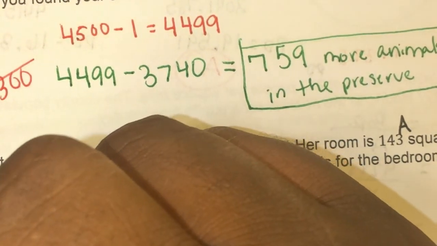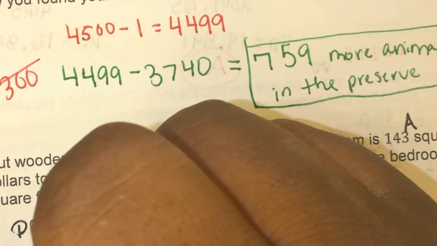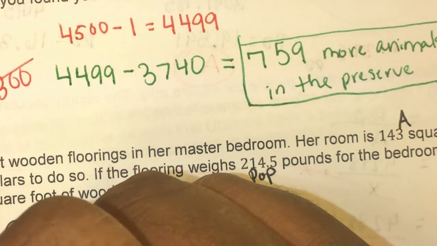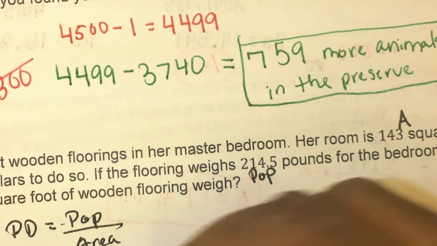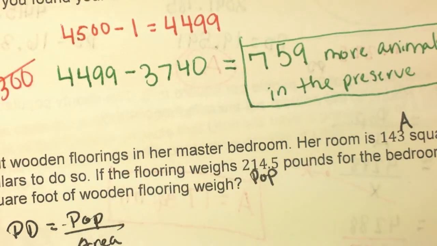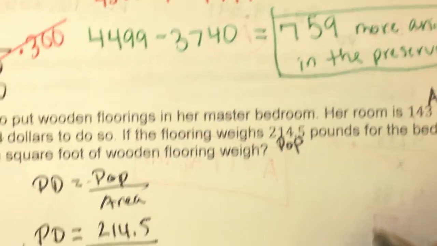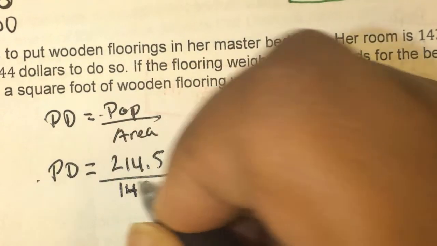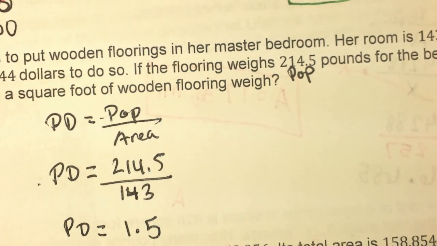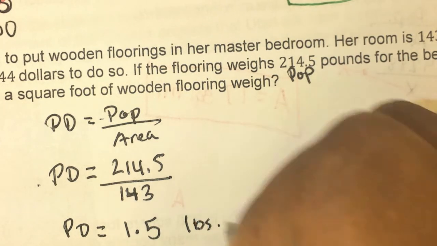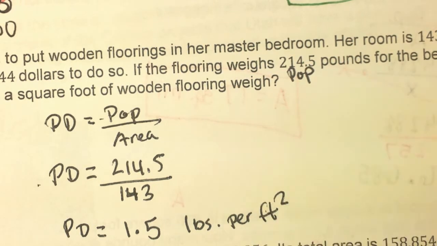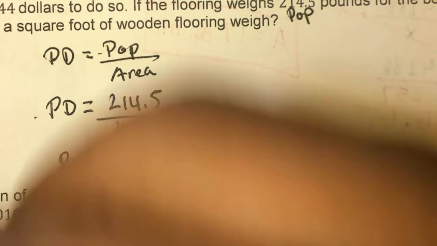Alright, so after that, PD equals pop over area. Set it up. We're looking for PD this time. And population would be 214.5 over 143. Yep. PD equals 1.5. And this is pounds per square foot, so pounds per feet squared. I write it this way for y'all this time. Maybe I feel more comfortable like that.